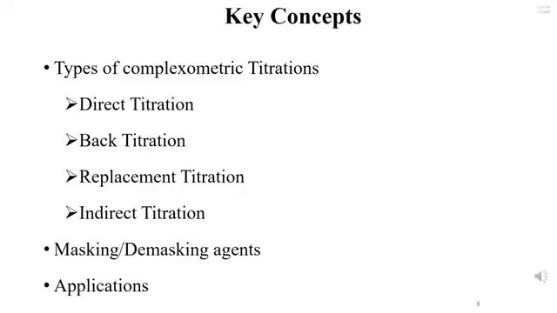So next we talk about indicator. Indicator is capable of producing a definite color change, and that is used to detect the endpoint of titration. So in EDTA titration in complexometric titration, in most cases we use Eriochrome Black T indicator.